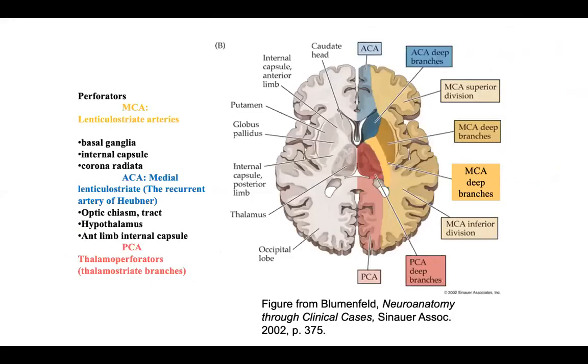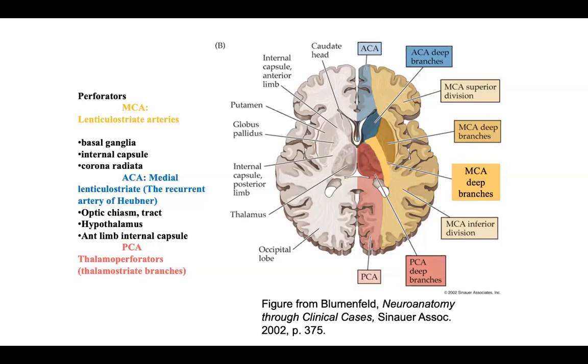This is, as we said, and as I told you, I will summarize the perforators at the end. So these are the perforators: the MCA lenticulostriate, which will cover the basal ganglia, the internal capsule, and the corona radiata. You will know these in more detail when you study basal ganglia. And for now, don't freak out. Just know the names, but they will be easier to you later on.